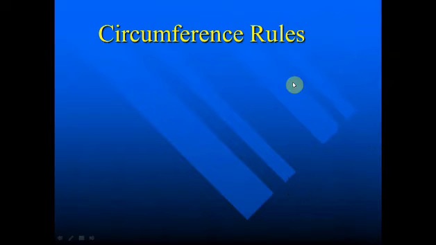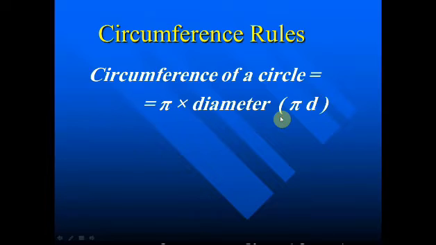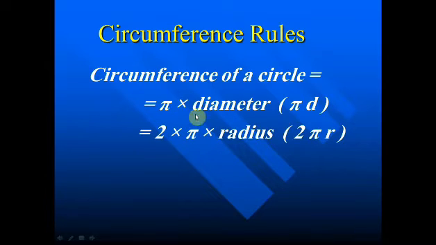Now, circumference rules. We have two rules to find the circumference. The first, pi multiply diameter. We use this if we have the length of the diameter. Pi equals 3.14 multiply the length of the diameter. And because the diameter equals 2 radii, we can use this formula if we have the length of the radius: 2 multiply pi multiply radius, or 2 pi r.